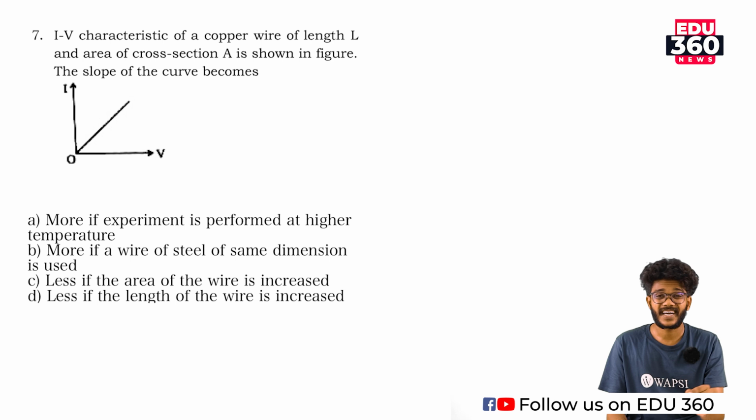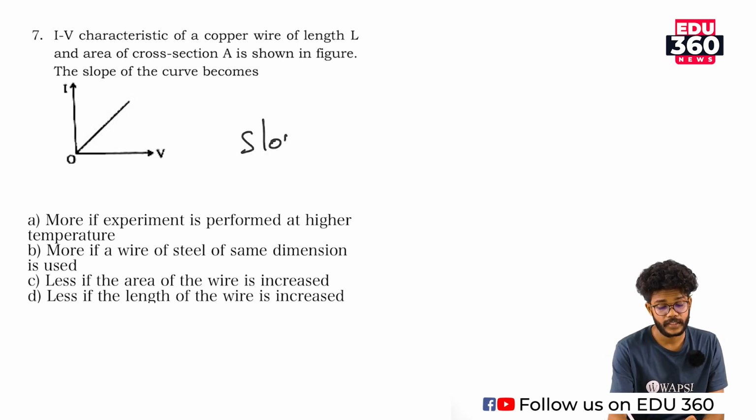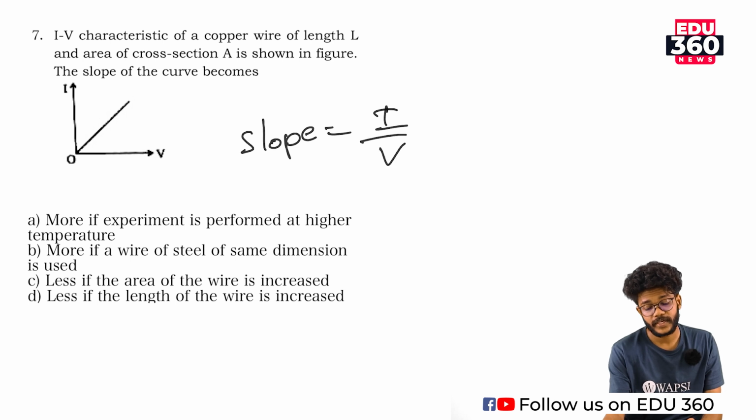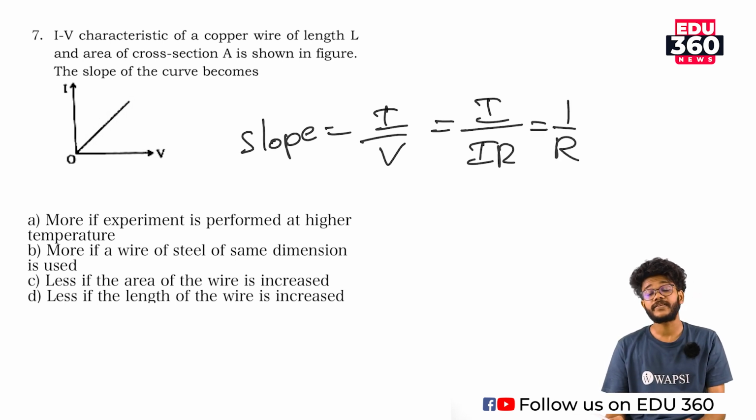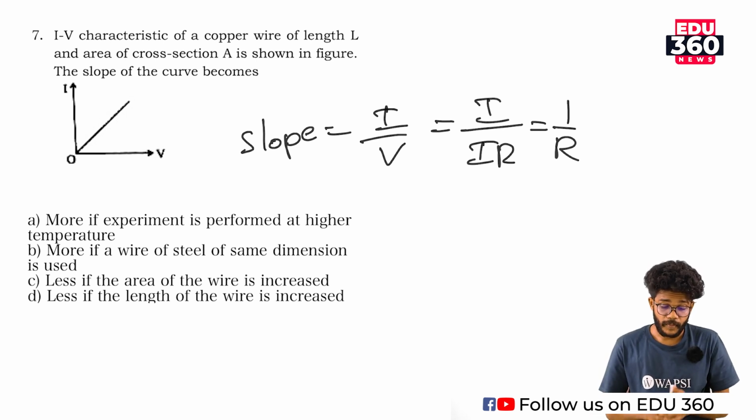So on the y axis it is current, so slope is equal to I by V, and V is equal to IR, so I by IR, which is equal to 1 by R. So slope is nothing but the inverse of resistance. When resistance increases, the slope decreases. The first option says more if the experiment is performed at high temperature, and it is a copper wire, a perfect conductor, not a semiconductor. So when temperature increases, the resistance will increase. When the resistance increases, the slope decreases, and option A is wrong.